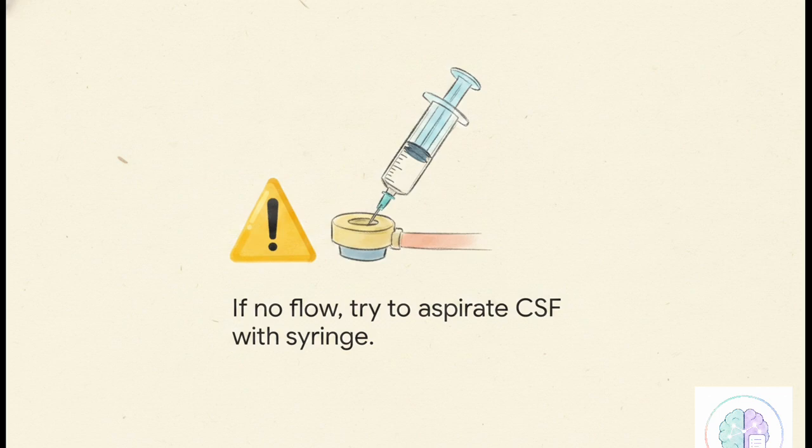If that CSF comes out easily, it might simply mean the pressure seen by the ventricular system is just really low. However, if you get no CSF at all, or if it feels like you're pulling against a brick wall, that strongly indicates you're dealing with a true proximal occlusion.